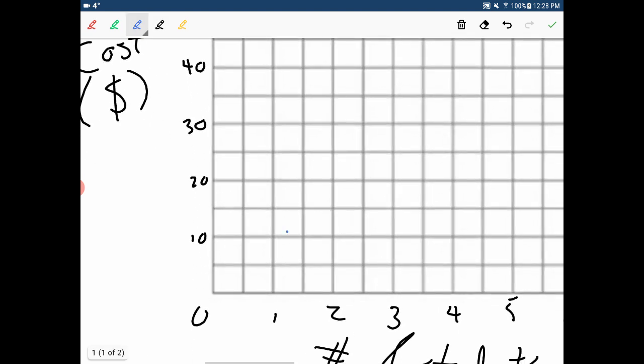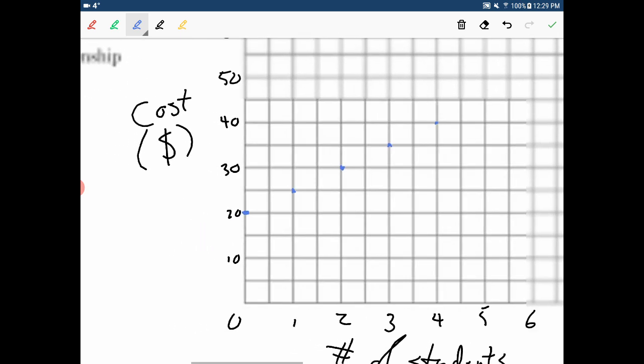Okay. So, I'm just going to use blue here. And we'll say, if there were 0 students, it cost $20. Okay. And then we went up by 5 every time we added a student. Simple enough. So we had those points. And then I can draw a line through it.